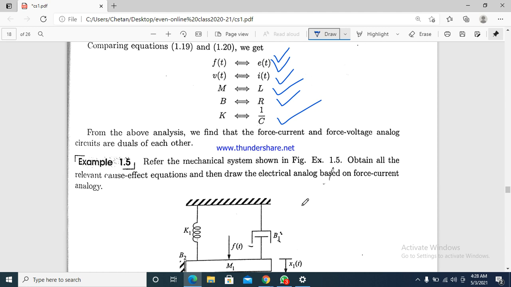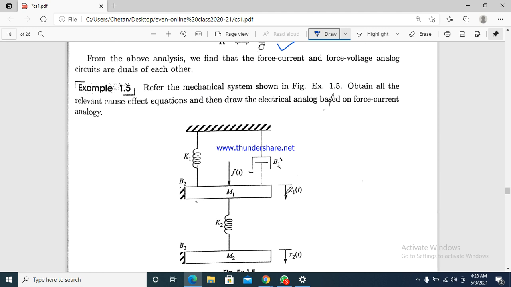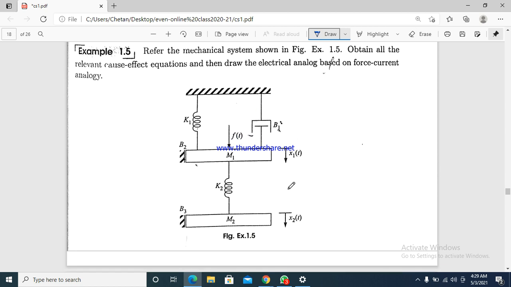I'll move on to one simple problem, and we will see how to draw the analogous circuit for this mechanical system. Whenever they give a problem like this, we call it a mechanical system. For this mechanical system, what is your first step? You need to draw the mechanical network first. Mechanical network means what you draw, we will see that first.